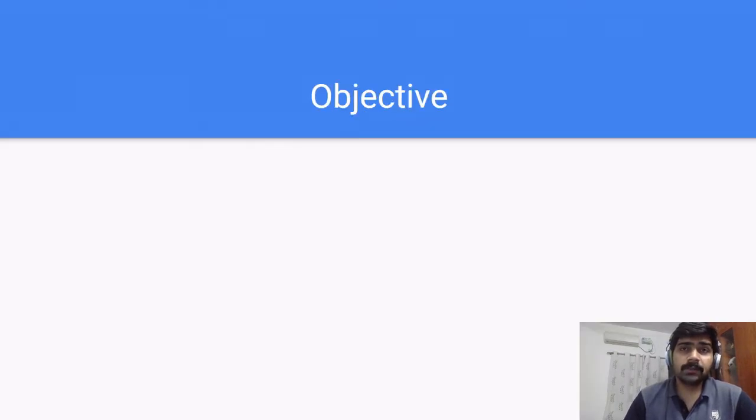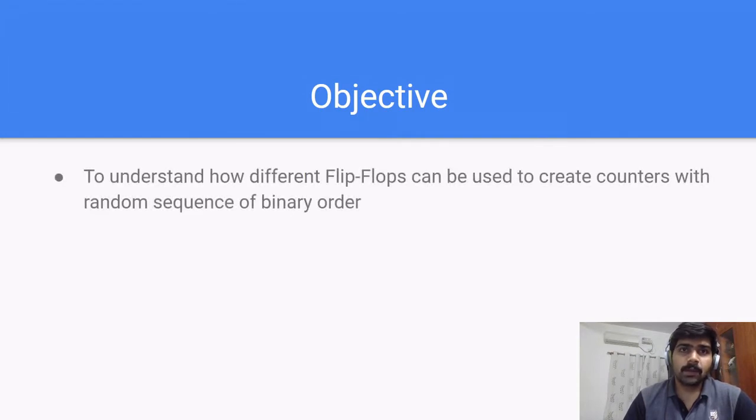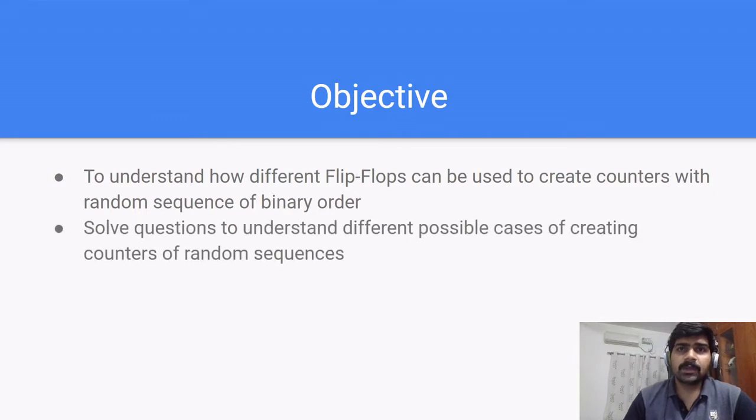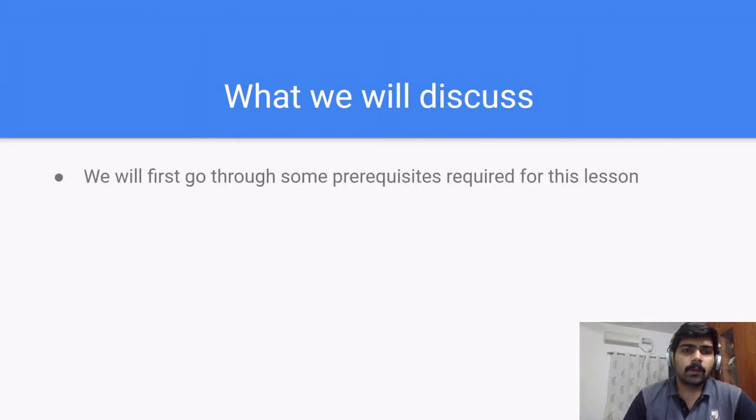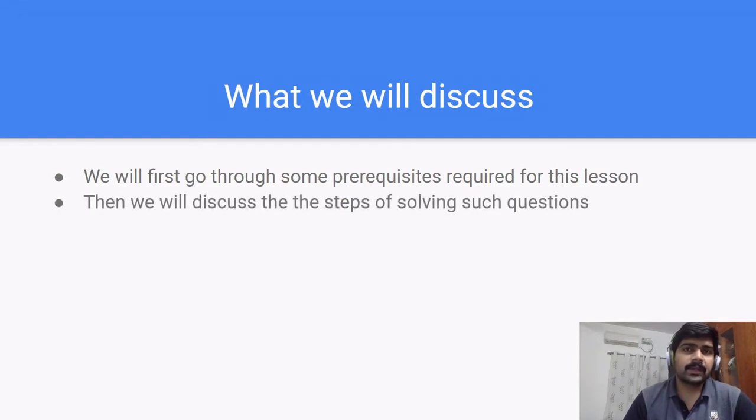This video's objective is to help you understand how different flip-flops can be used to create counters with random binary sequences. We will also try solving some questions to understand different possible cases for creating counters for the same random sequences. We will first go through some prerequisites required for this lesson. Then we will directly dive into the procedure for solving related questions.